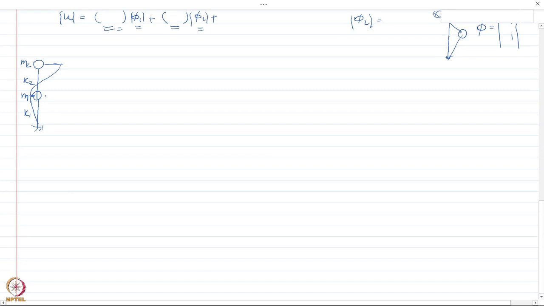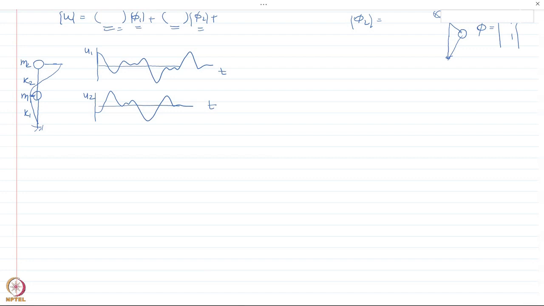Now, if we give initial displacement to these two masses and then plot the resulting motion of these two masses, we are going to see that, in general, the motion of these masses is not harmonic. Similarly for this, so this is u1 plotted against time and this is u2 plotted against time. So if I give some initial displacement to a multi degree of freedom system and let it vibrate, the response of each degree of freedom in general is not harmonic.